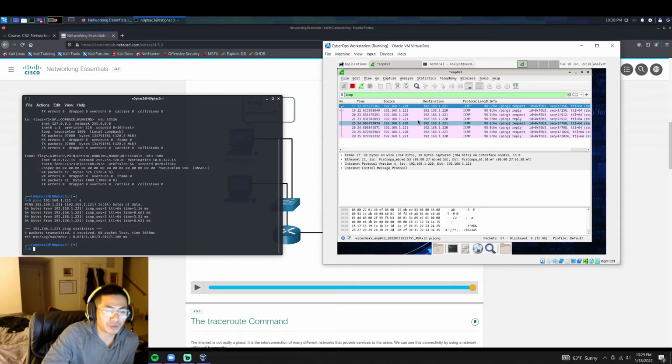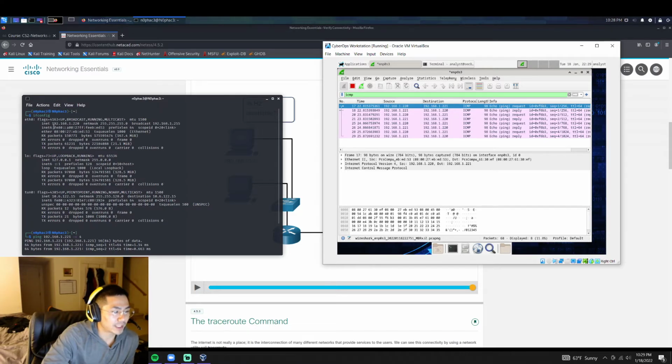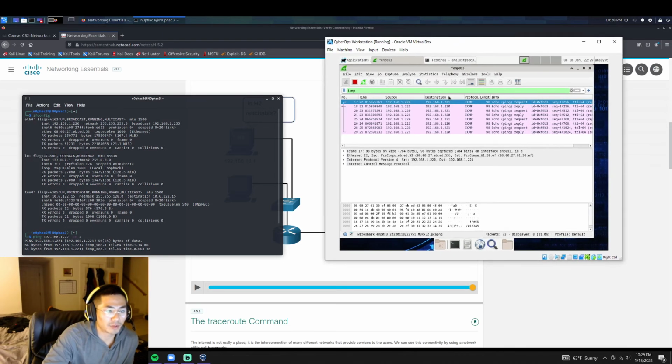But yeah, we can see here's the source, 192.168.1.220, and remember that's my Kali machine, and our host on the CyberOps is 221. Then we can see that my Kali machine requested, and then the CyberOps replied, and that repeated 4 times.